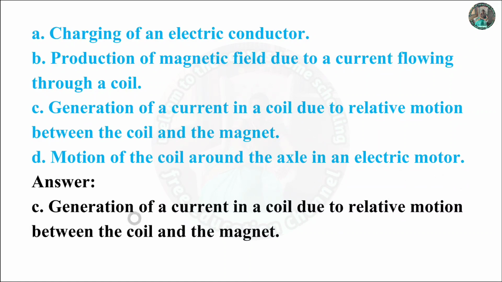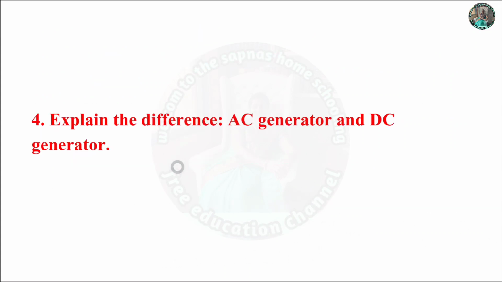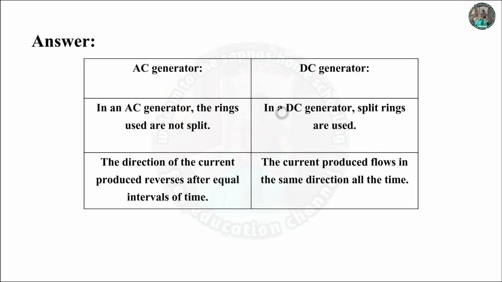The answer is generation of current in a coil due to relative motion between the coil and the magnet. Explain the difference between AC generator and DC generator. In the AC generator, the rings used are not split. In the DC generator, split rings are used. In the AC generator, the direction of the current produced reverses after equal intervals of time. In the DC generator, the current produced flows in the same direction all the time.